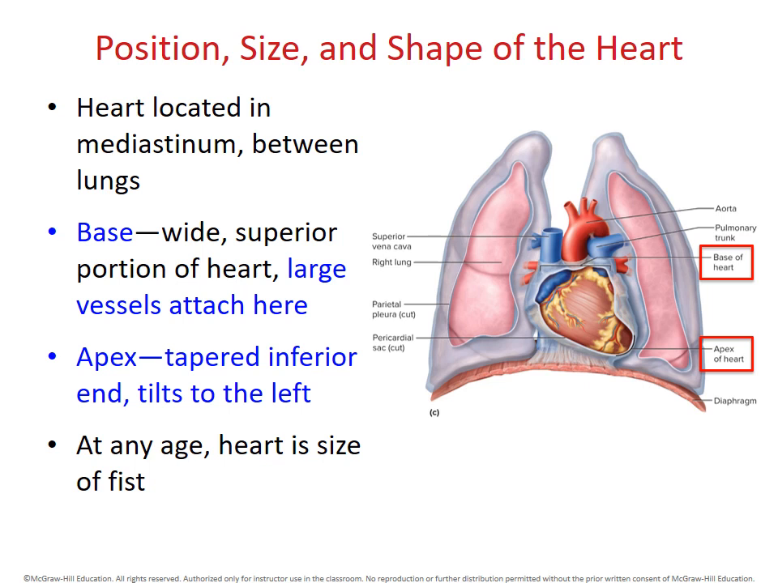The pointy bottom of the heart is going to be called the apex. This is going to be a tapered end, and fun fact, the apex always points towards the left, and when we do our respiratory chapter, we're going to talk about the fact that on the left side of the lungs, you have a little indentation that will be able to accompany the apex of the heart perfectly.